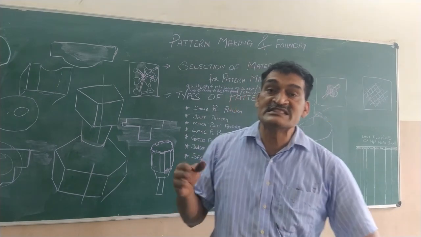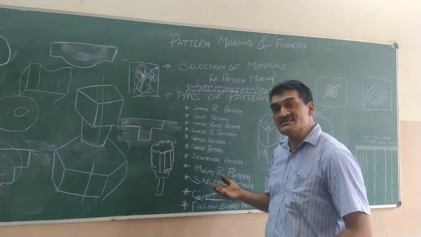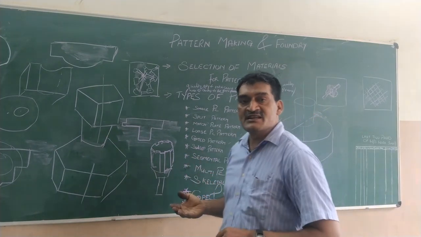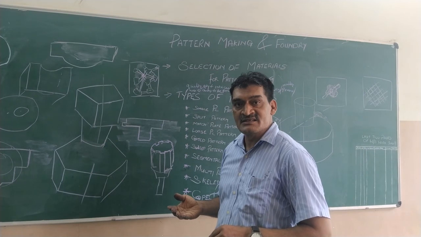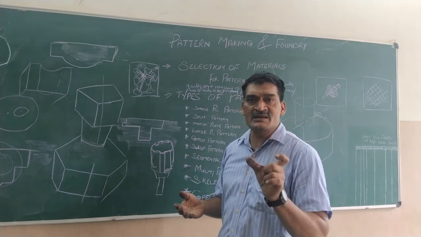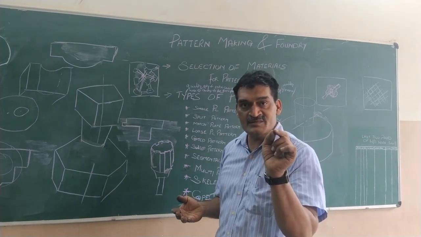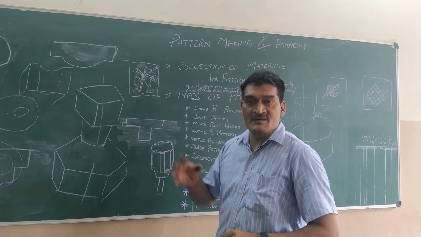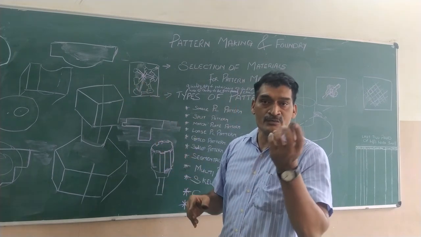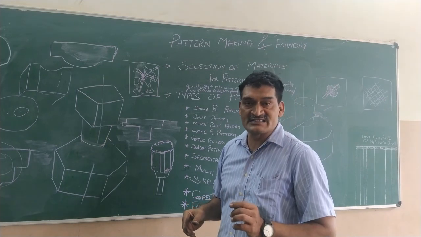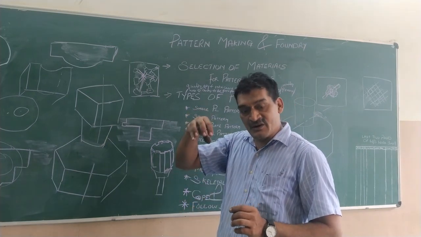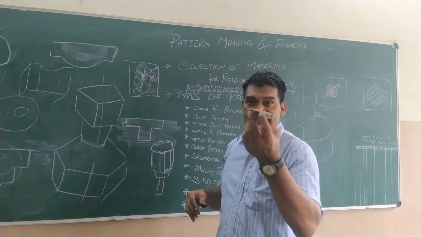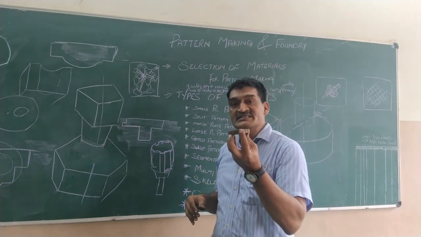Now, we shall see the various patterns. In order to understand the various types of patterns, how are they given their names? They are given the names by the way they are used in preparing the mold. I have shown you how to prepare a mold from a single piece pattern the last time. Okay, now single piece. Why a single piece?